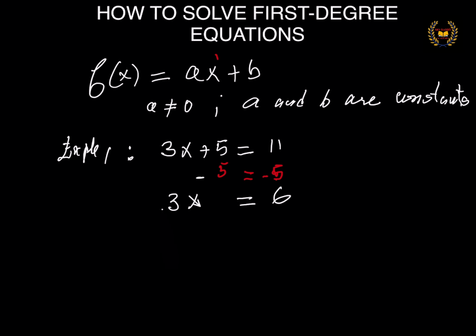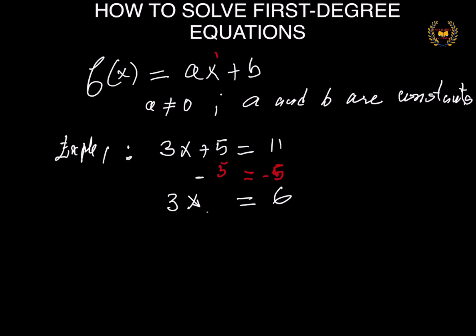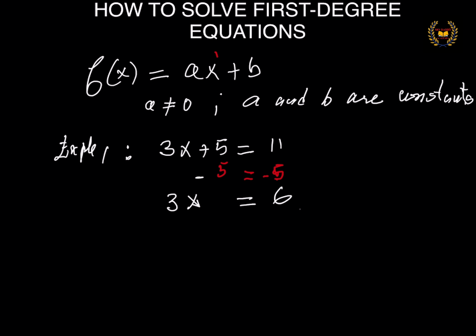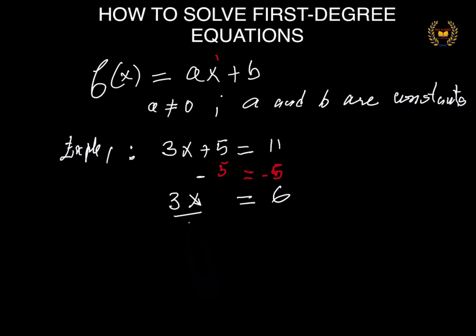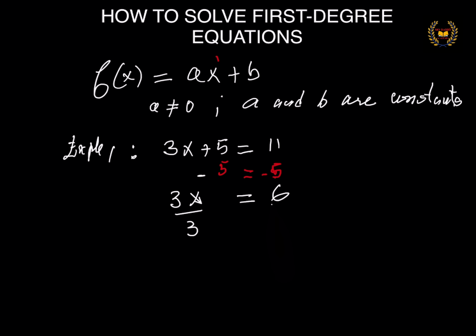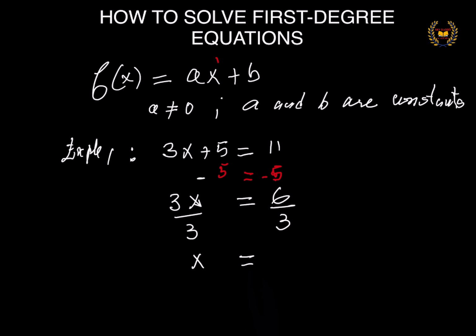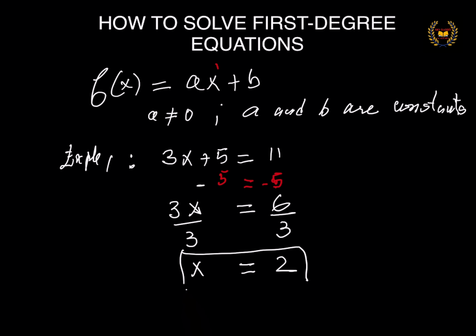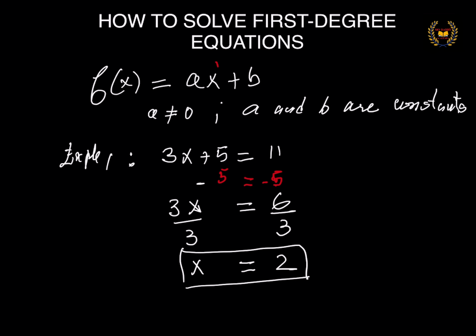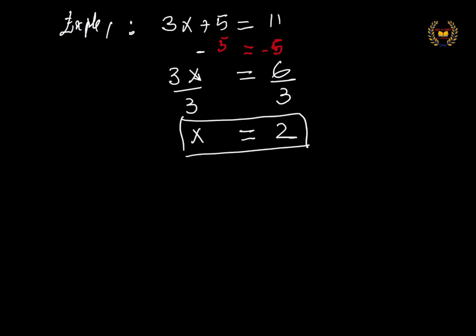So now the first term here, we're going to divide each term by 3. We divide this by 3 and we divide the second term by 3. And we will have x equals 2. So this is our answer. So now let's see the second example.